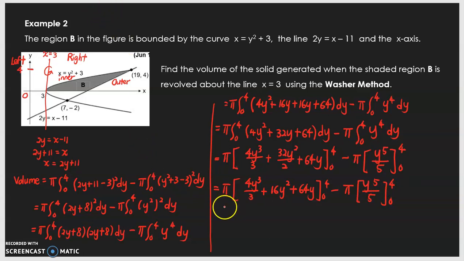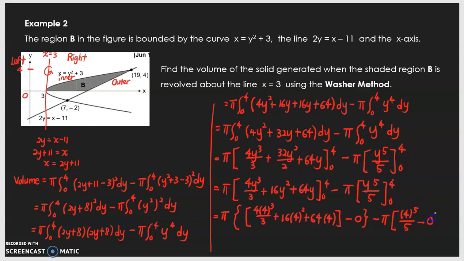Next, I will start to substitute the value. Here is pi. So this is not integrate. So let's say now I start to substitute the value. So 4 times 4 cubed over 3 plus 16 times 4 squared plus 64 times 4, minus, when I substitute 0, here you can see that total is 0, minus pi, here again y power of 5 over 5, minus, when I substitute 0, here is 0.